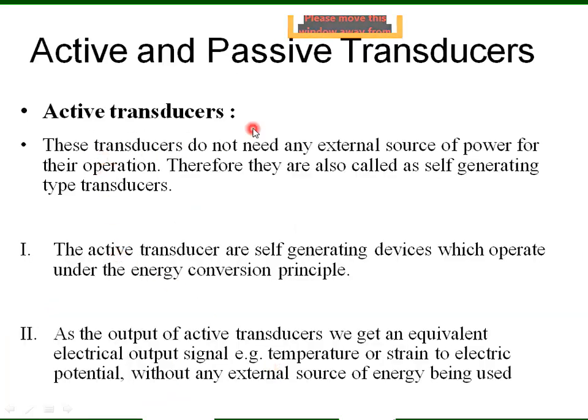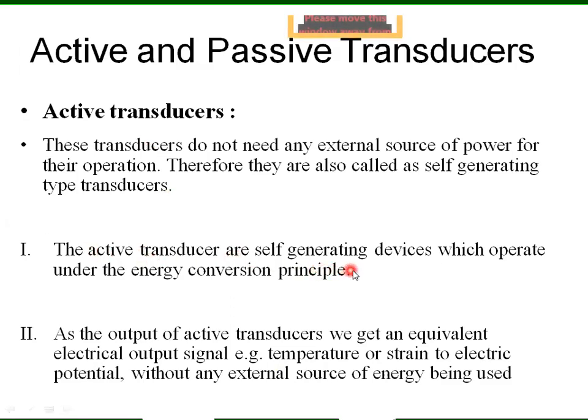First one is the active transducer. These are those transducers which do not need any external source of power for their operation. Therefore, they are also called self-generating type transducers. An example of the active transducer is a thermocouple, or a thermometer. There is no need of giving any DC supply to this. The thermometer can measure the temperature. If I put the thermometer in my hand, then the thermometer mercury will change according to the temperature of my hand. So there is no need of giving any external DC supply. Such types of transducers are called active transducers.